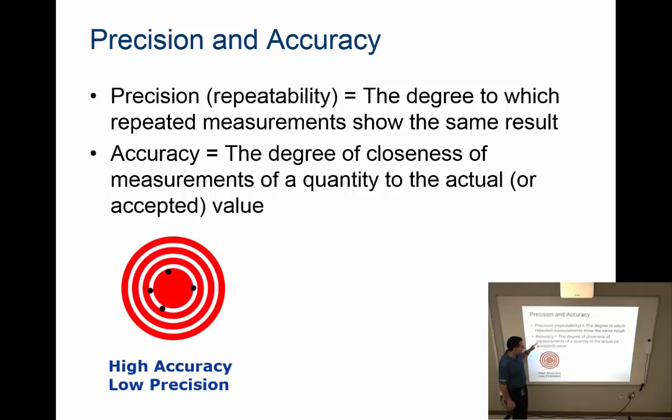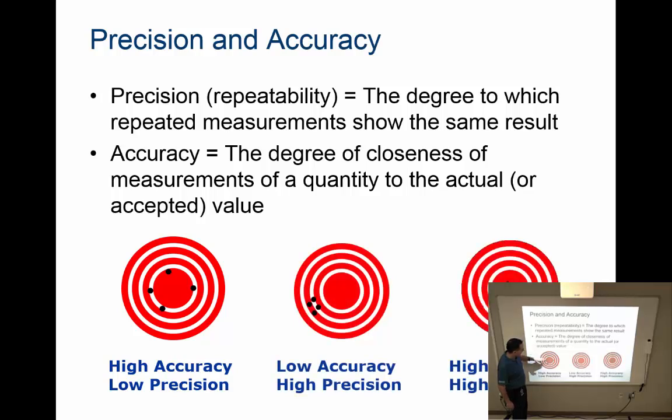Okay, so let's look at some examples and talk through that. On here I have my bullseye. I have high accuracy in the sense that I continually hit the center mark on my bullseye. Precision's low, however, because I'm not hitting the same point. Second example, low accuracy because I'm missing the bullseye, but I'm getting repeatability and precision because I'm hitting the same point on my target. And then ideally, we have high accuracy, high precision. I'm hitting the bullseye, and I'm doing it in the exact same spot.